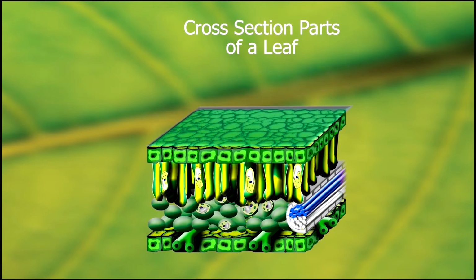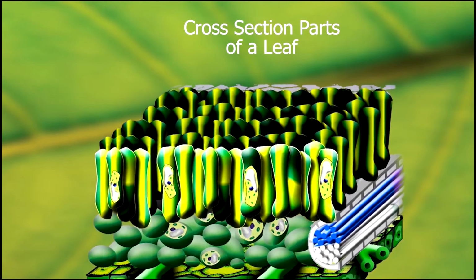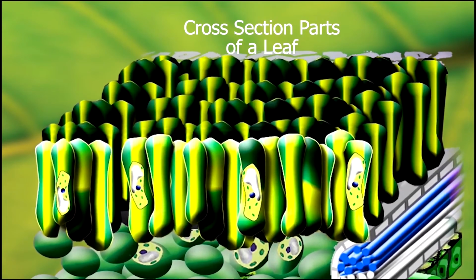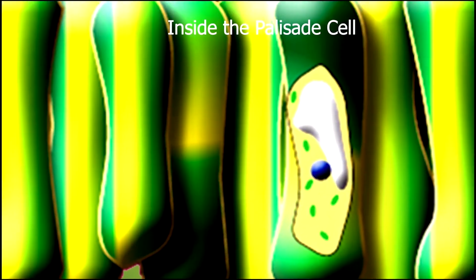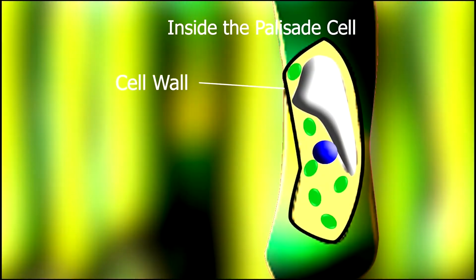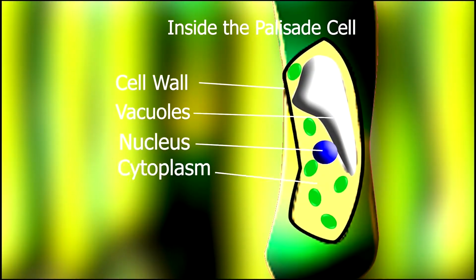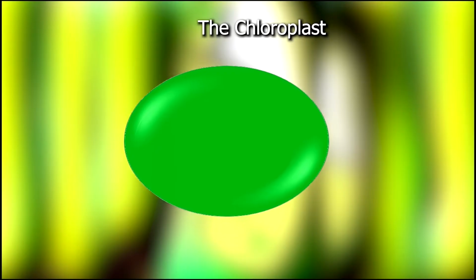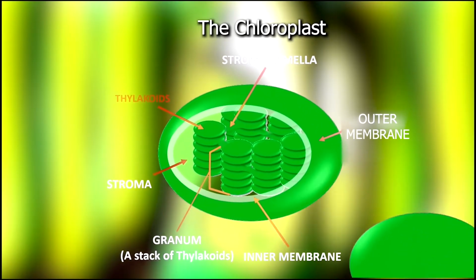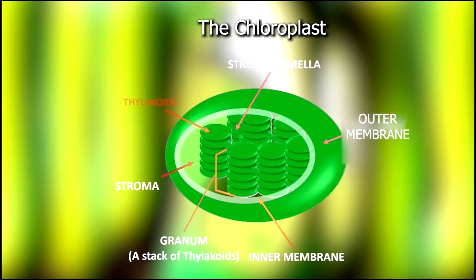Let's take a peek on what's inside. The palisade cells are one of the most important parts of the leaf. It consists of 5 main parts: cell wall, vacuoles, nucleus, cytoplasm, and of course, the chloroplast. Let's explore what's inside this organelle to see the parts that are involved in the first phase of photosynthesis. These are the parts of the chloroplast.